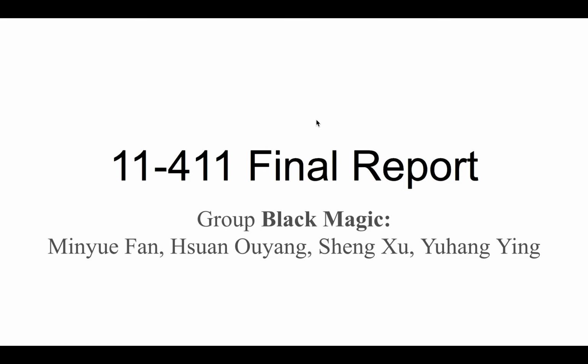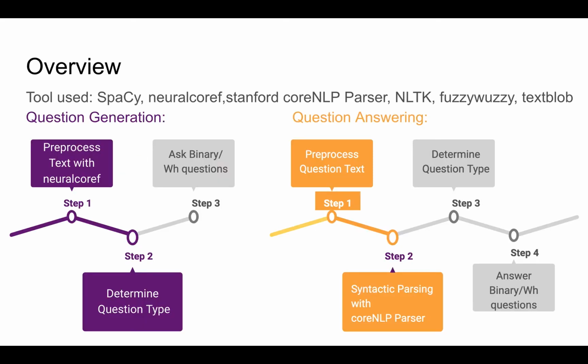We'll be addressing our NLP final project with question generation and question answering. So now let's first go to the overview. For question generation, we first pre-process the article with NeuroCoref and determine the question type, and finally, ask either binary questions or WH questions. For question answering, we first pre-process the questions, then we parse them into trees with Stanford Parser to find a question type, and then we use different techniques to answer different types of questions.